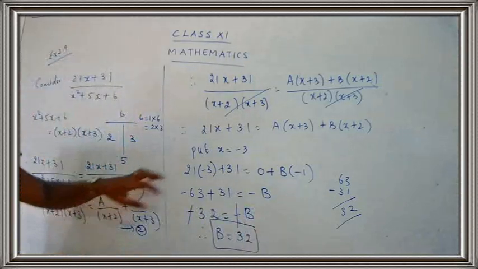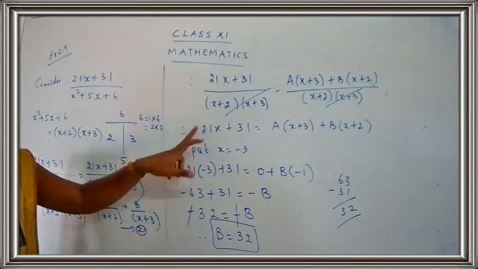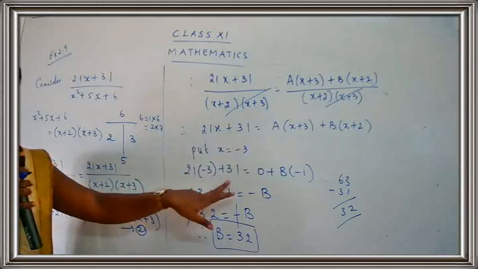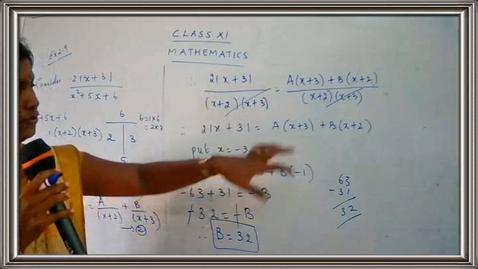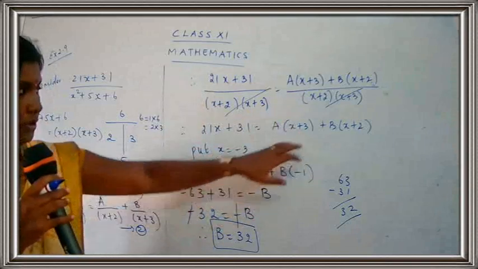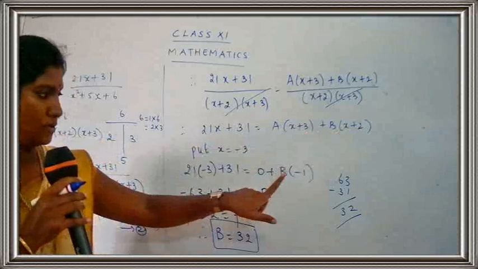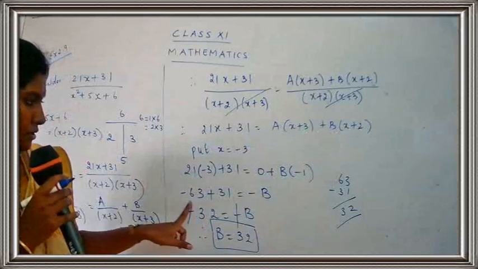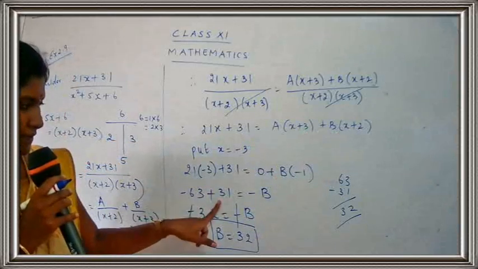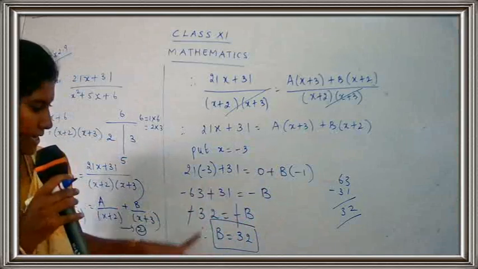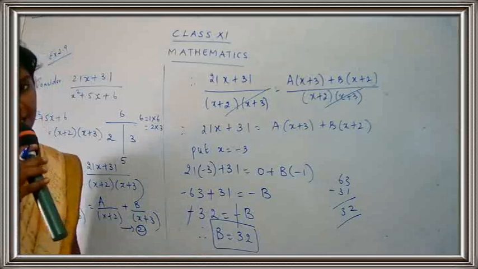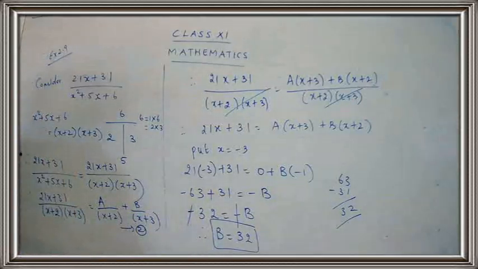Very simple calculation. X is equal to minus 3. So 21 into minus 3 plus 31. This term becomes 0 because minus 3 plus 3 is 0, and anything multiplied by 0 is 0. Minus 3 plus 2 is minus 1, so B into minus 1. Minus 63 plus 31 is minus B. This is minus 32 and minus B. Minus minus gets cancelled. You get the value for B as 32. Okay children, so we have found the value for B.